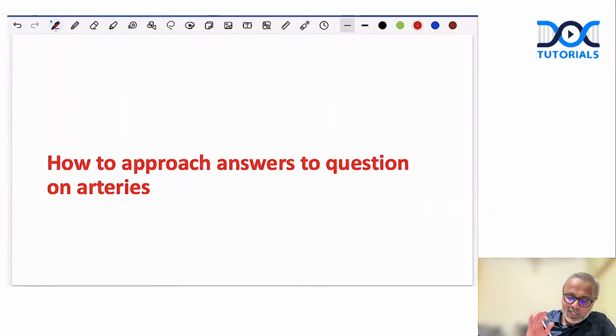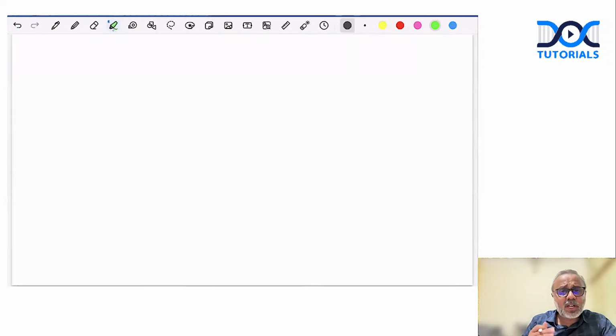For example, first, let's talk about if the question is on the anatomy of the arteries, right? How do we approach this question on arteries? So let's imagine the question is: describe the axillary artery in detail. Fine, that's one simple question. So imagine the question is on the anatomy of the axillary artery. Now, how would I describe this?